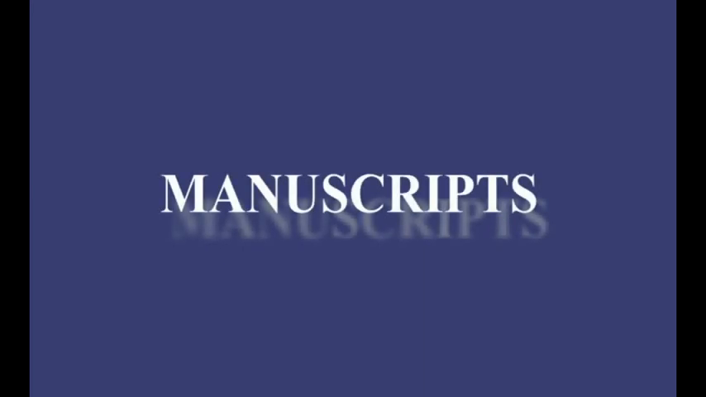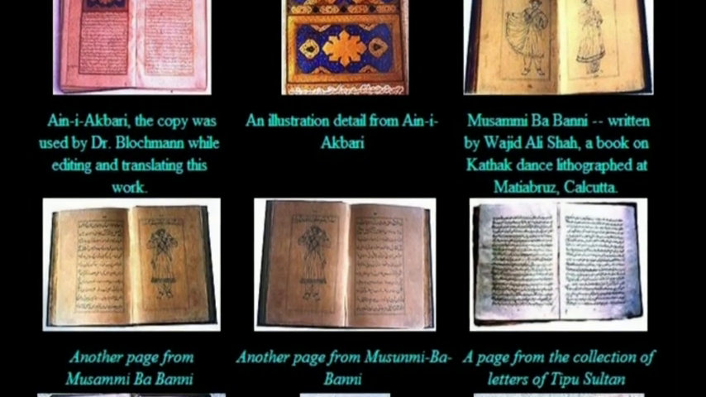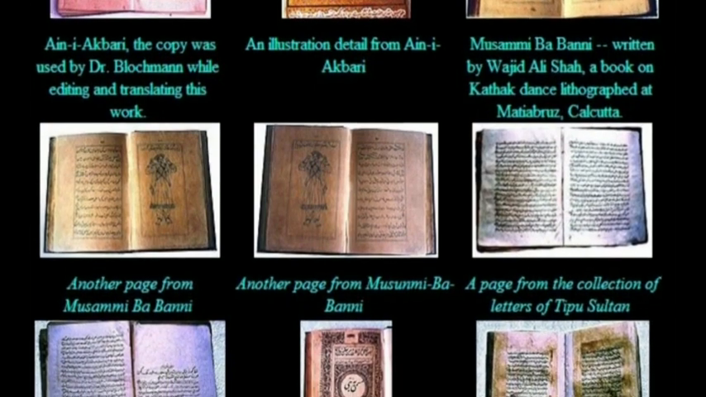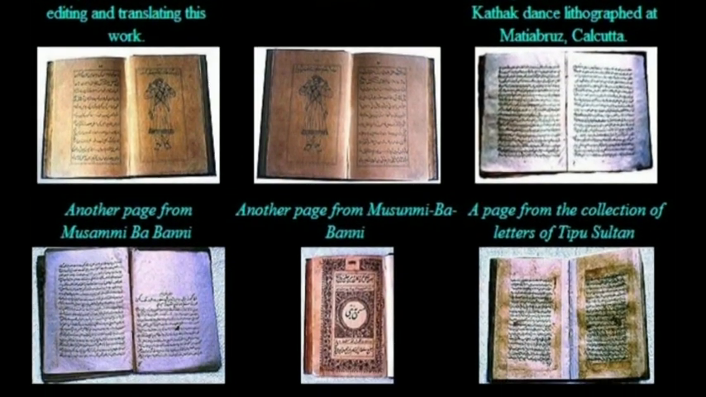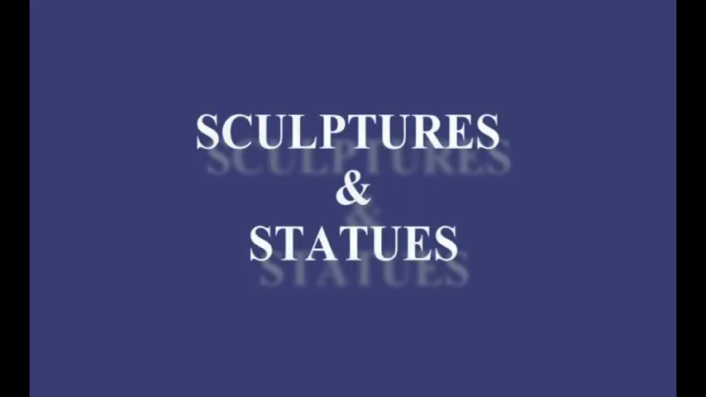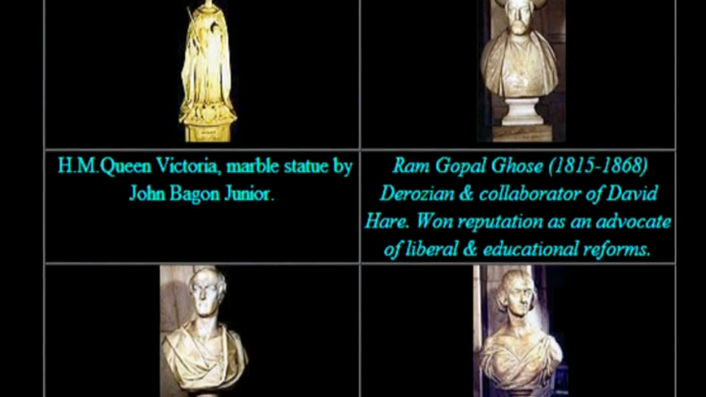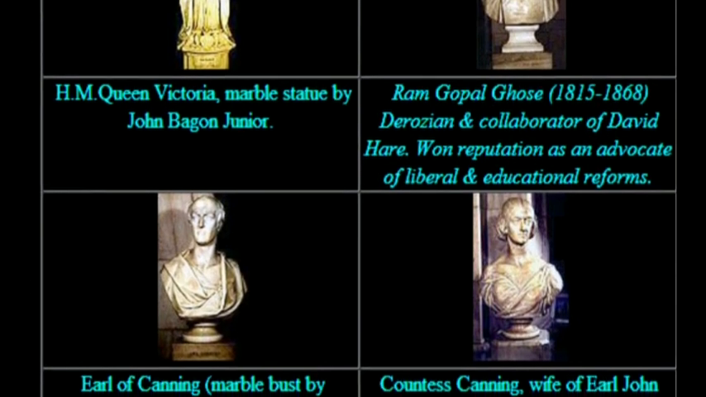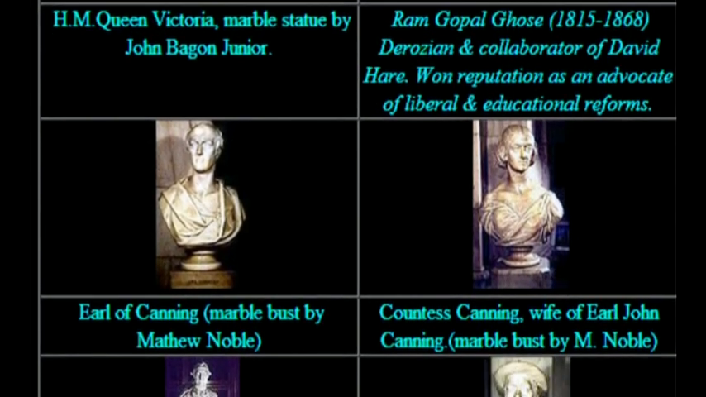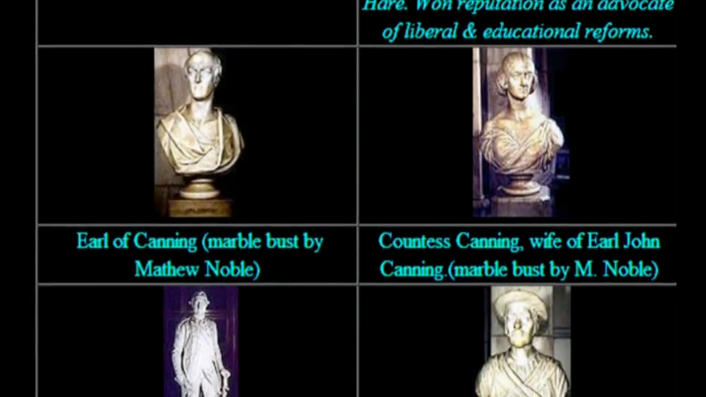Manuscripts. A large number of valuable manuscripts are in the collection of this memorial, some of which are on display at the Portrait Gallery. Sculptures and statues. The Victoria Memorial has a large number of statues and sculptures in its collection. Many of these are in the garden.